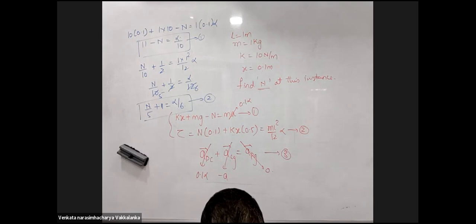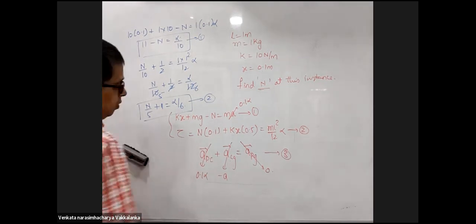Sir, in the second equation, it should be minus kx into 0.5, right? Because the torque direction will be opposite. No, it will be clockwise. kx is in the downward direction. Sorry, I got it.